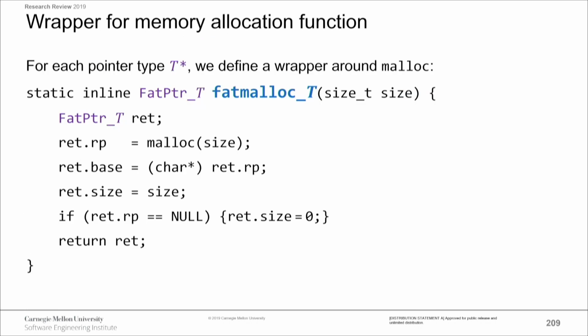So this fat malloc wrapper function is pretty simple. We just call malloc with the given size and then assign the result to the raw pointer component and the base component. The size of the fat pointer is the size requested, except if malloc returns null. If malloc returns null, then we set the size component to 0 because we allocated no memory.